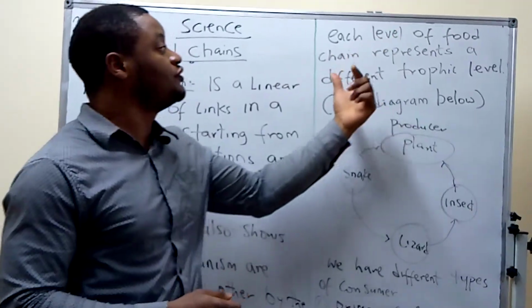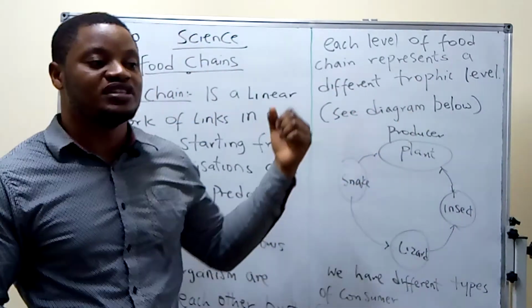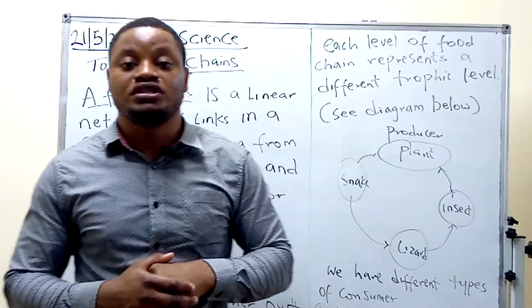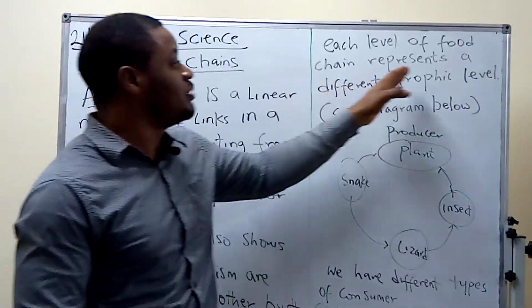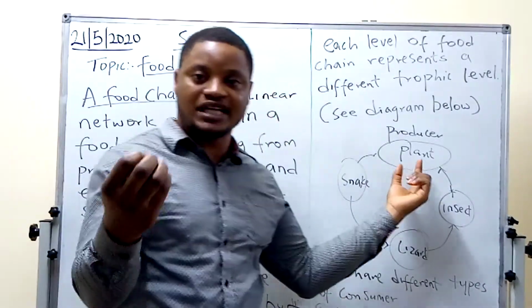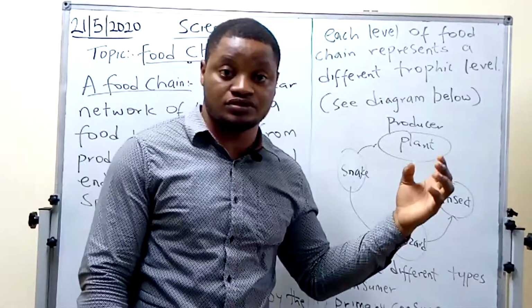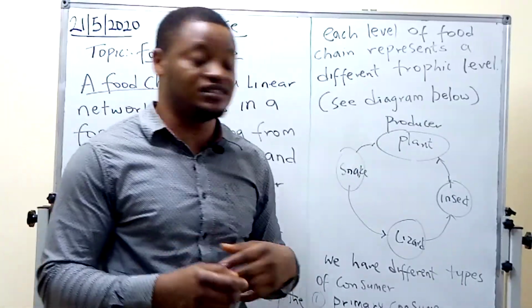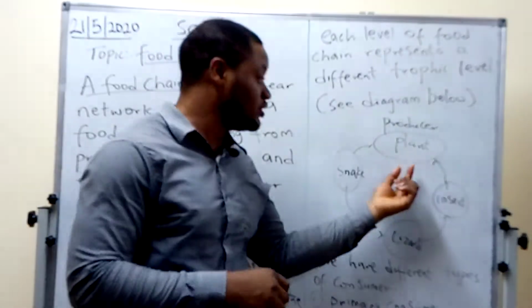Each level of the food chain represents a different trophic level. See the diagram below. For example, we have plant. Plant is one of the producers, and it feeds from the sun, which is called photosynthesis. That is, it gets energy from the sun.